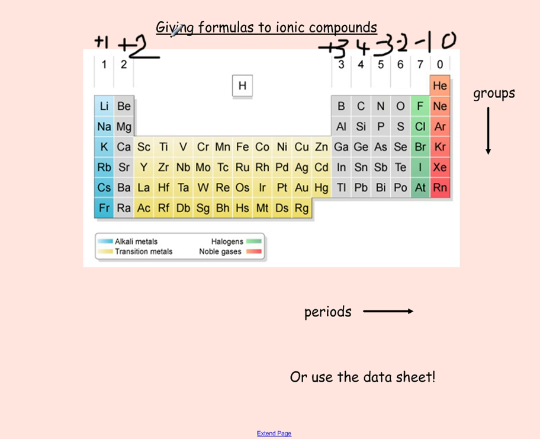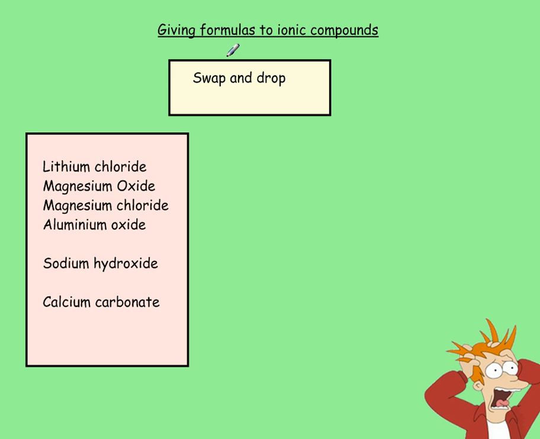If that is absolute gobbledygook to you, then use the data sheet. There's a data sheet that comes with the exam that tells you the charges on lots of these anyway, so worry not. Use the data sheet if this is taking a mick. So the data sheet will just tell you these are different ions, these are all their charges. Fabulous. So let's have a look at some. Here is a general rule about writing formulas, swap and drop. We're going to go through these, try and show you what I mean.